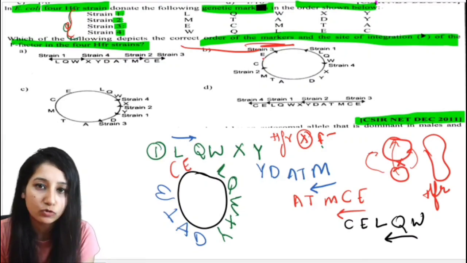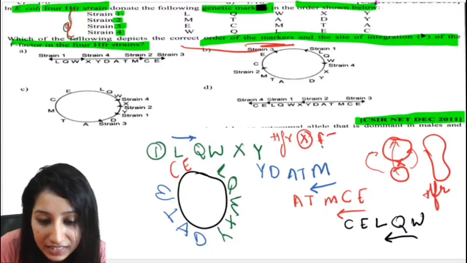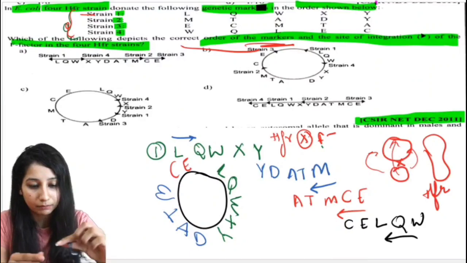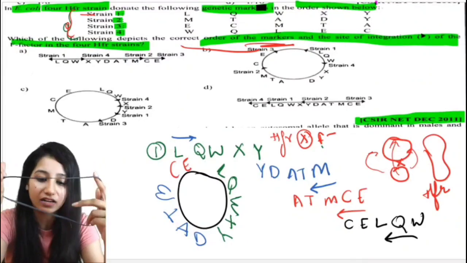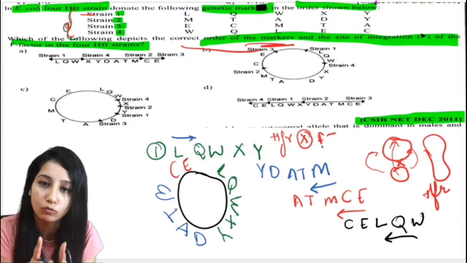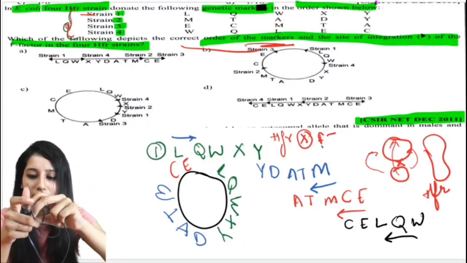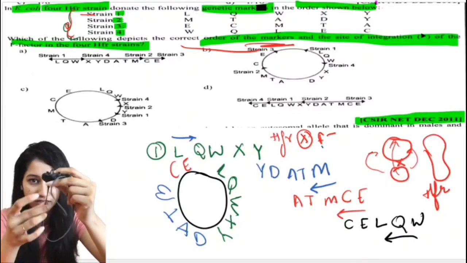Now I have to see where the F factor has been inserted. So we'll see one by one. One thing I would clear for you: for example, this is the HFR that is formed by combining the chromosomal gene with the F plasmid. So here, for example, if the F plasmid is attached here, here the F factor is attached.